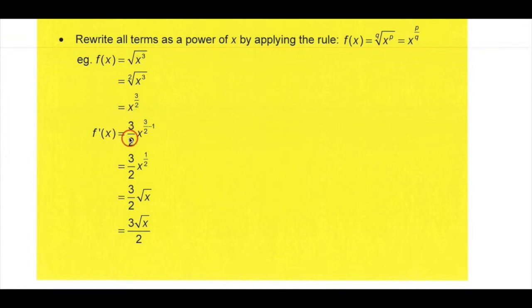The power comes down, I multiply it by x to whatever the original power was, take away 1. Of course, what I'm dealing with here is fractions, so 3 on 2 take away 1 is the same thing as 3 on 2 take away 2 on 2. So I end up with 3 on 2 multiplied by x to the power of a half, and I can rewrite x to the power of a half as being the square root of x. So I end up with 3 on 2 multiplied by the square root of x, and then finally I have it in this format.